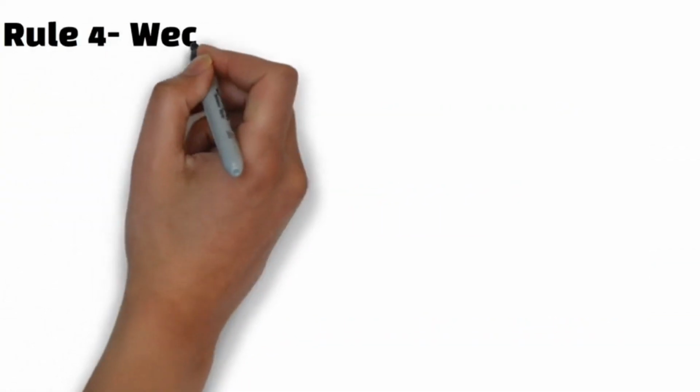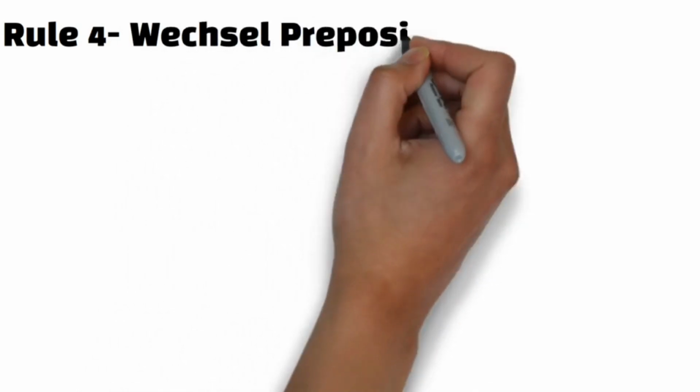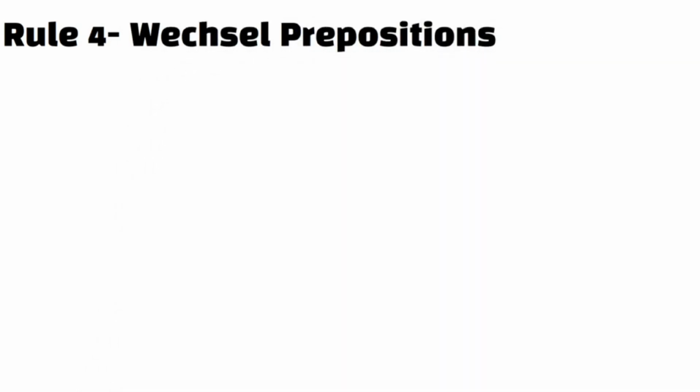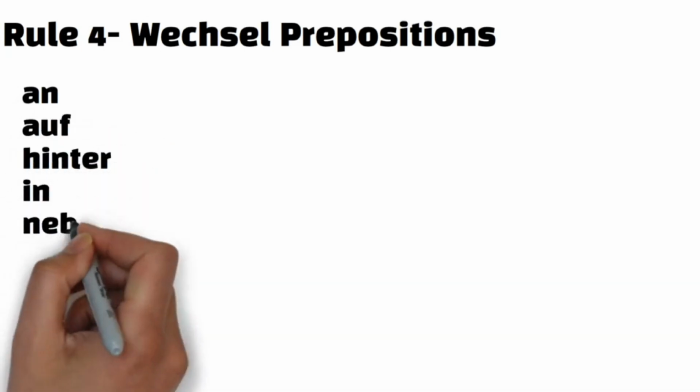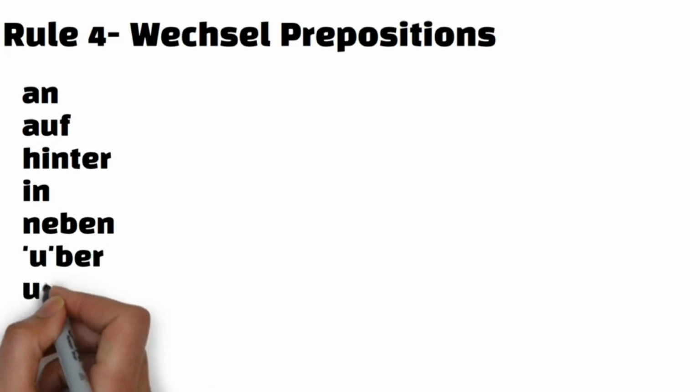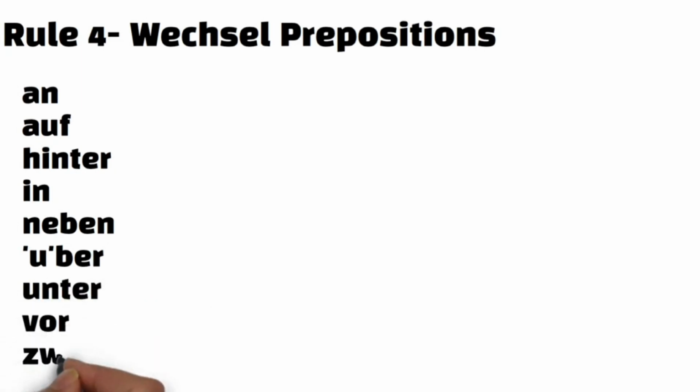And the fourth rule is Wechsel prepositions. These are an, auf, hinter, in, neben, über, unter, vor, and zwischen.